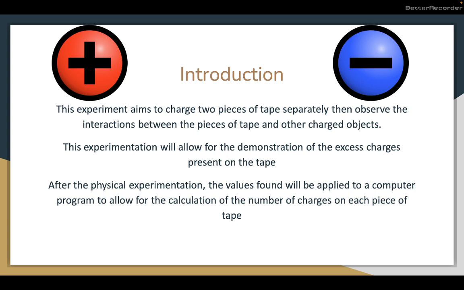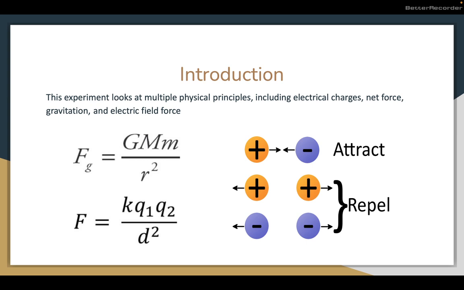After the physical experimentation, the values found will be applied to a computer program to allow for the calculation of the number of charges on each piece of tape and the total overall charge. This experiment looks at multiple physical principles, including electrical charges, net force, gravitation, and electrical field force. And here we have the formula for gravitational force between two objects and electrical force between two charges, and as we can see, they're very similar, and here is just the fundamental principle of charges interaction.